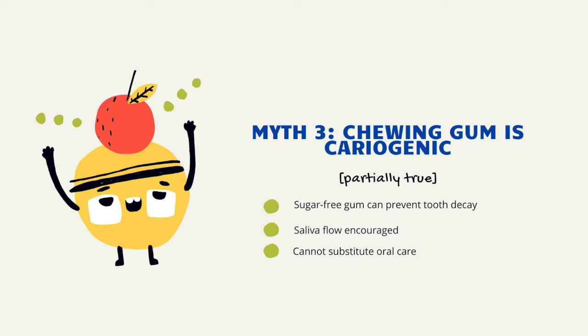This is only partially true. Sugar-free gums do not contribute towards tooth decay and may even help prevent it. This is because the action of chewing encourages the flow of saliva, which is alkaline and can in fact help prevent tooth decay. Of course, chewing gum cannot substitute oral care, and brushing and flossing should still be carried out regardless.